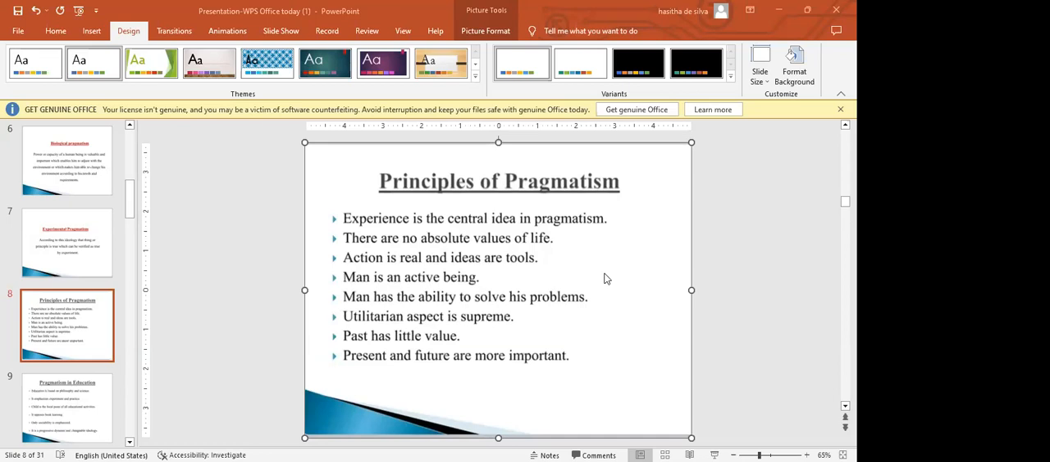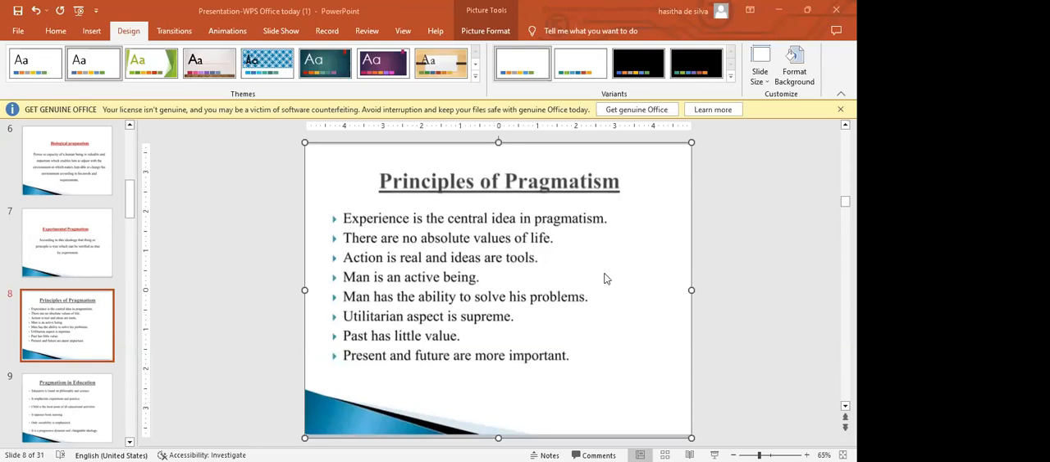What is considered valuable or meaningful can vary across different individuals, societies, and historical periods. The absence of absolute values implies that there is no single set of moral principles or ethical guidelines that apply universally. Instead, ethical judgments are seen as relative and context dependent. This perspective acknowledges the diversity of human experiences and perspectives, and it encourages individuals to engage in critical reflection and dialogue to negotiate and navigate ethical issues.